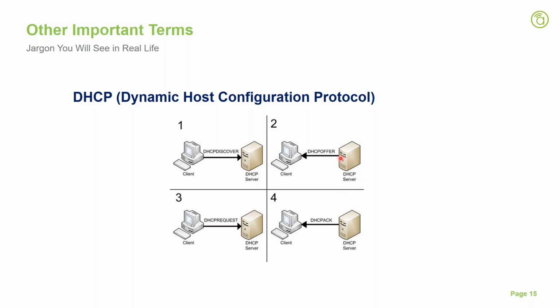Here is my IP address. So the DHCP server being on the network, it has its own unique IP address, and also its own MAC address. So it sends a reply to it, saying, hey, I'm here. This is my IP address.